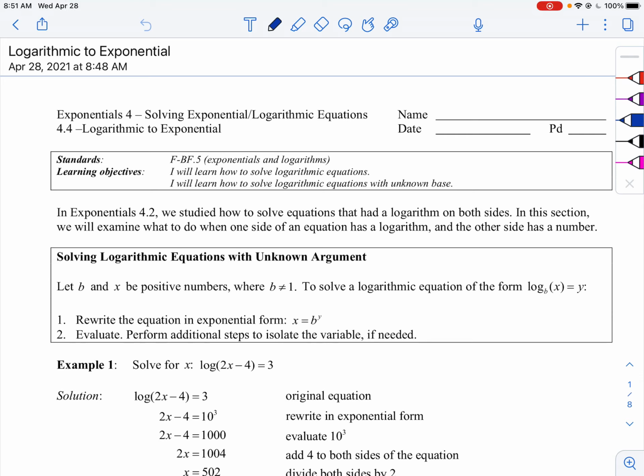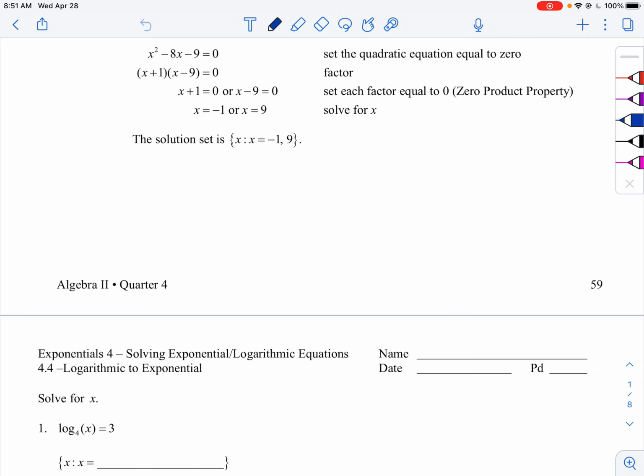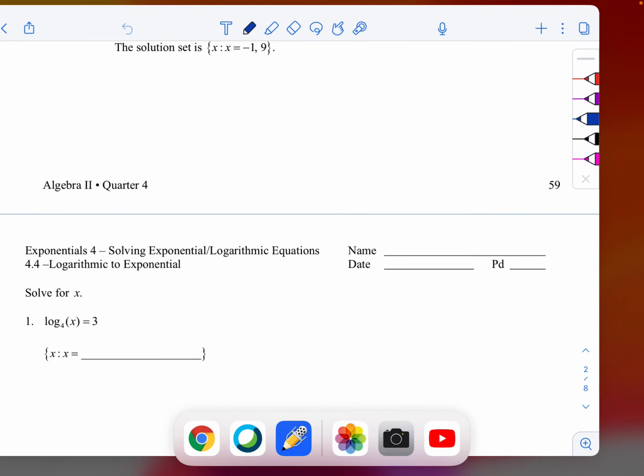Let b and x be positive numbers, where b is not equal to 1. To solve a log equation in the form log base b of x equals y, you have to rewrite the equation in exponential form first, and then perform additional steps to isolate the variable if needed. So let us check.